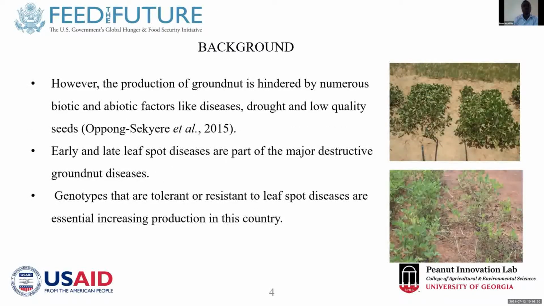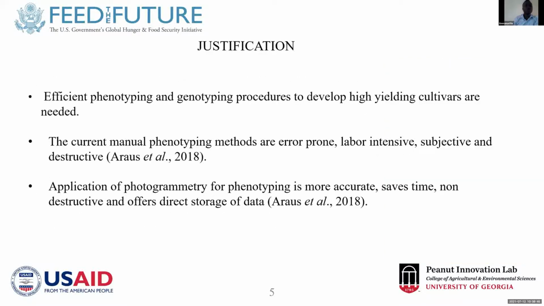However, the production of groundnut is hindered by several biotic and abiotic factors, which include diseases, drought, and low quality seeds. So to increase production in Ghana means we have to go for varieties that are resistant or tolerant to these diseases, of which early and late leaf spot disease of groundnut is part. To come up with these resistant genotypes means we have to do efficient phenotyping as well as genotyping in order to develop these high-yielding varieties.